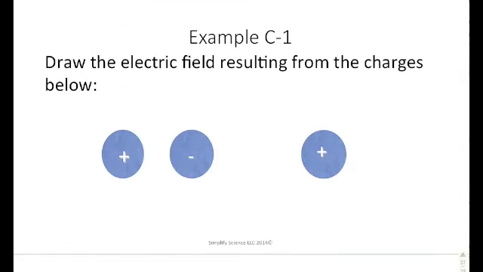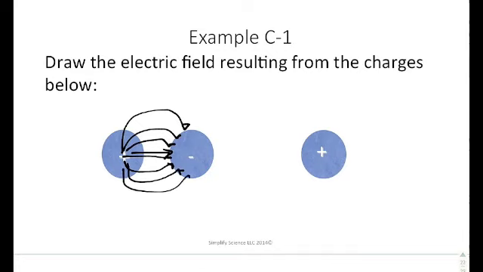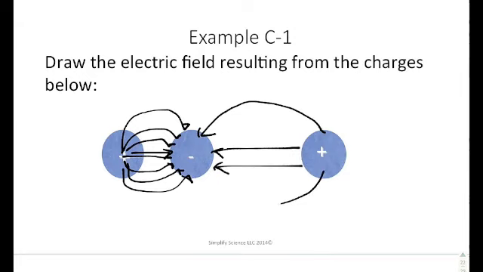In this example, it says draw the electric field resulting from the charges below. Now realize that the closer that two charges are together, the more they're going to interact, the more lines there are going to be. So you're going to have a great deal of lines here because these charges are very close together, so they're going to have a very, very strong electric field. Now these are not as close together, so you're not going to have as many lines because it's nowhere near the force that you have between the other two. So this is an example of the electric field that you have for these particular charges.